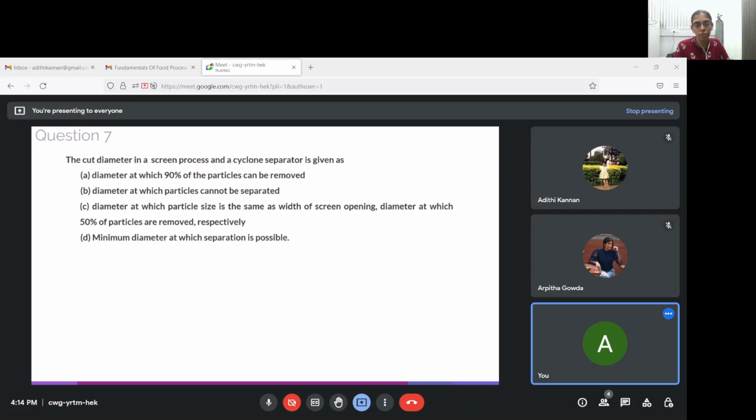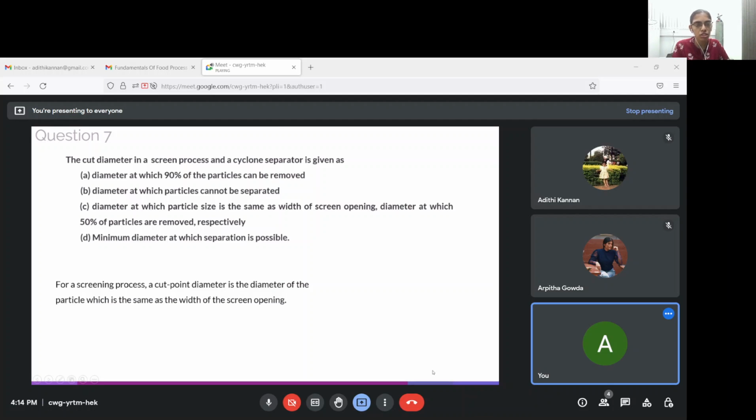Okay, so what happens in a screen process? Screen process is very straightforward. So you have a screen with a mesh-like structure, where the mesh has openings, and when you put your feed onto the mesh, you vibrate the mesh so that particles smaller than the opening come down, and particles that are larger than the opening size remain on top of the mesh itself. So that is what happens in a screen process. And cyclone separator is what we've been discussing throughout this presentation.